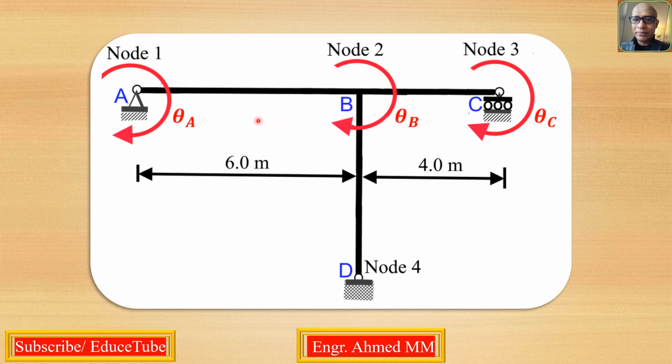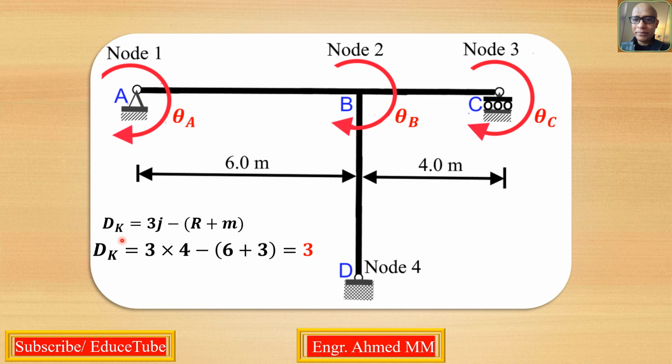We can even find it another way using an equation like this. The degree of kinematic indeterminacy is 3j minus (r plus m). So j, joints: how many joints do we have? A, B, C, D. So 4. And reactions: here 3, here 2, here 1. So 6 reactions. How many members do we have? 1, 2, 3. So the degrees of freedom is 3.